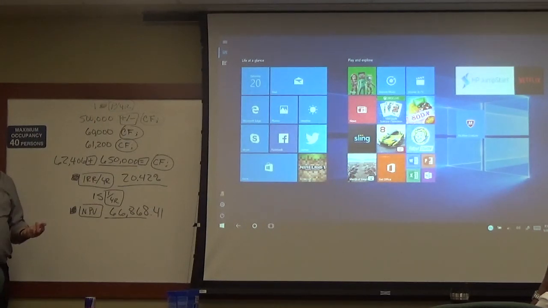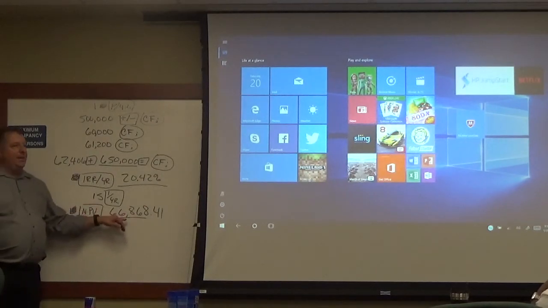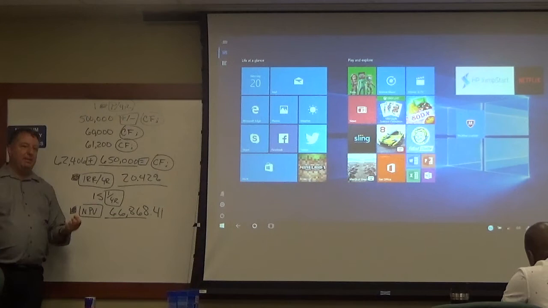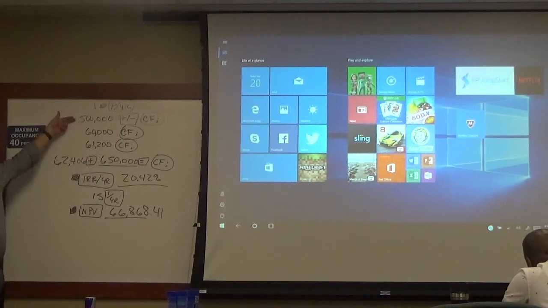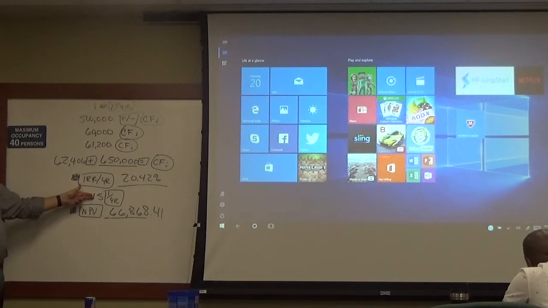Okay? Can you repeat what it does? Okay. Once again, the net present value is simply telling you how much more, in this particular instance, you could pay for the property up front and still meet your required hurdle rate of 15%. Basically, 500 plus the 66. Yes.